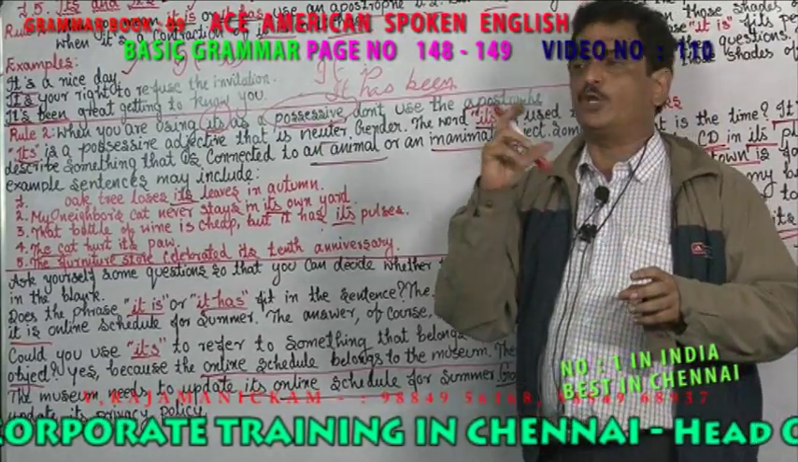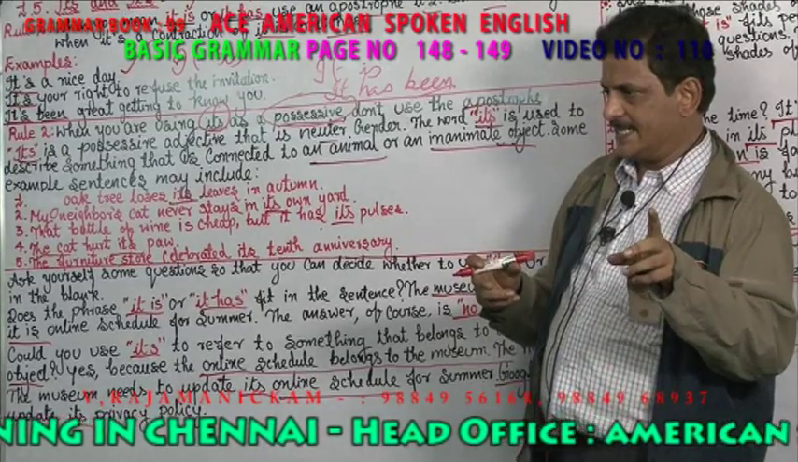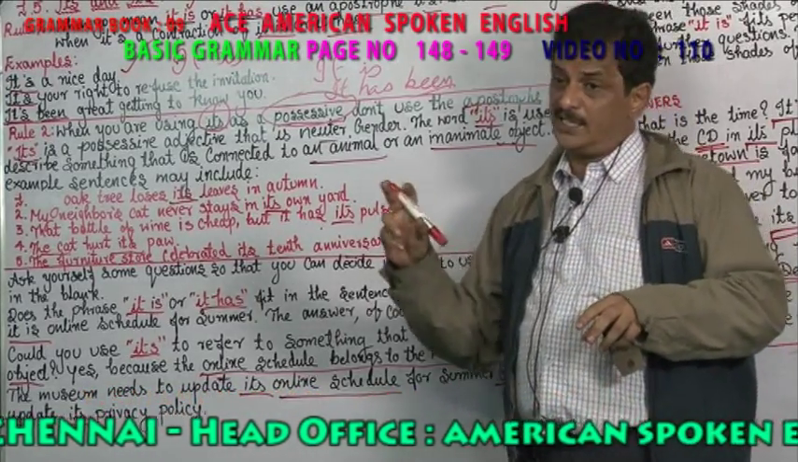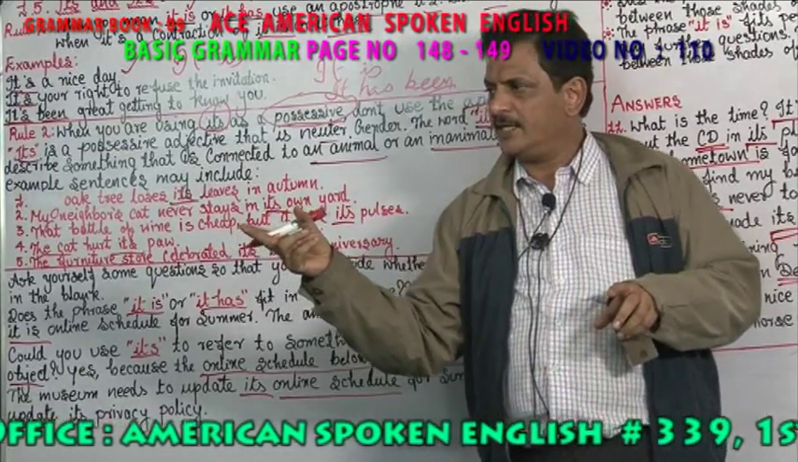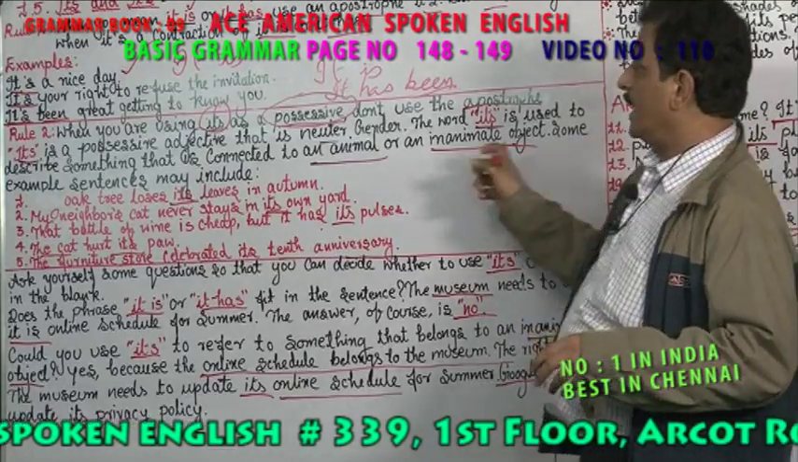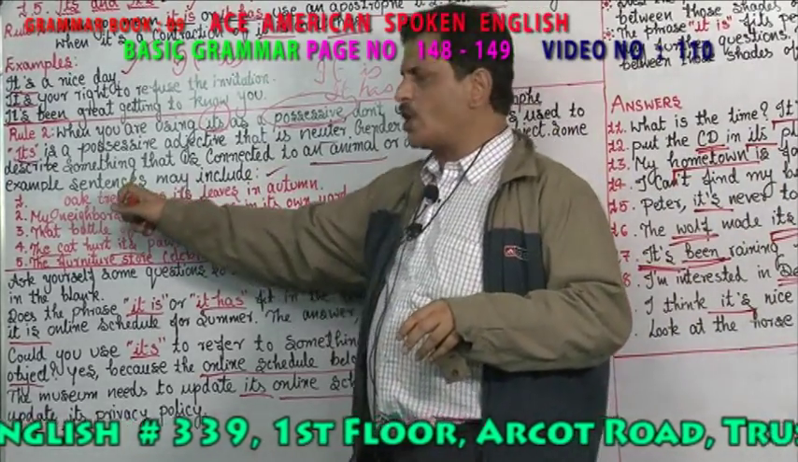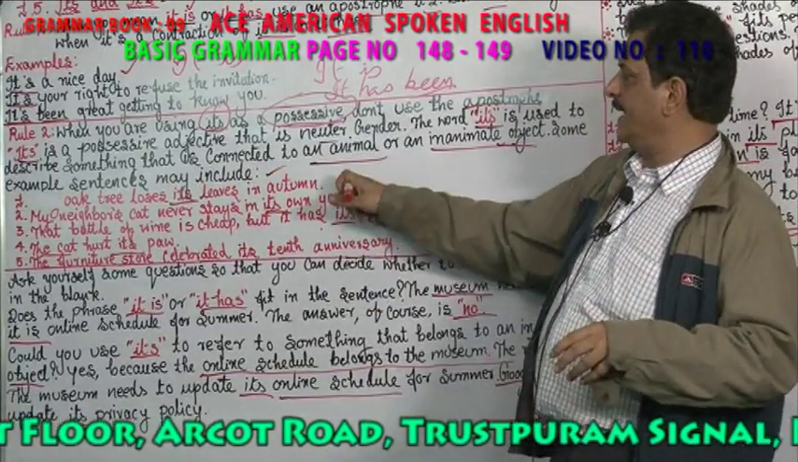How would you say the lion's teeth? The lion's teeth. Say it using "its": its teeth. Would you use apostrophe s here or not? You are not supposed to use it: its teeth. Right? Okay. Some example sentences may include: the oak tree loses its leaves in autumn.